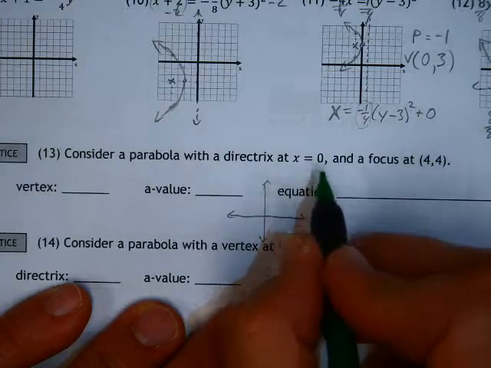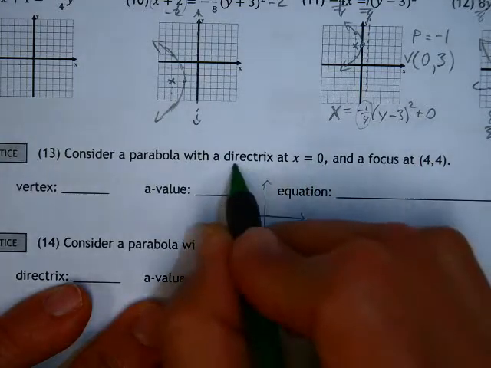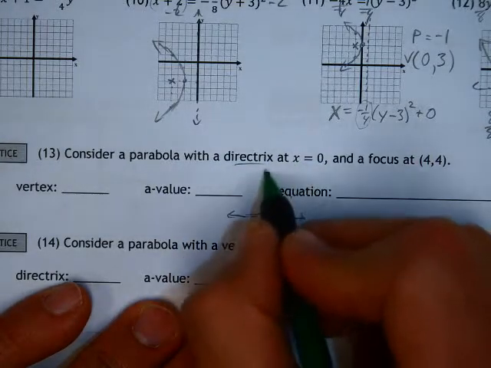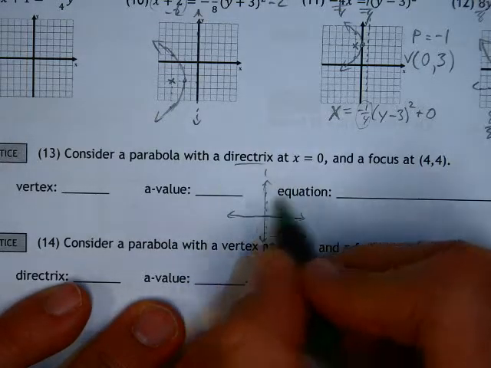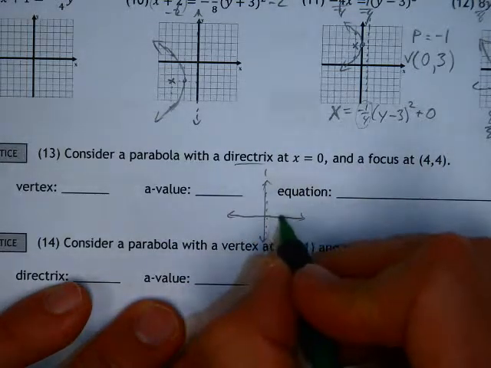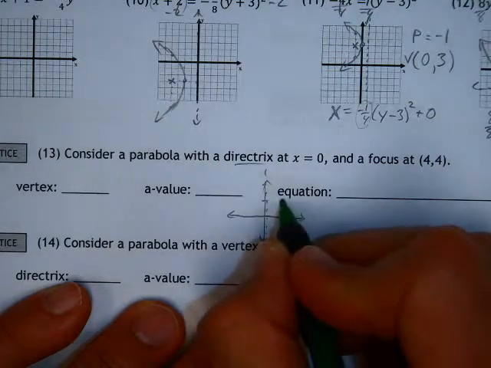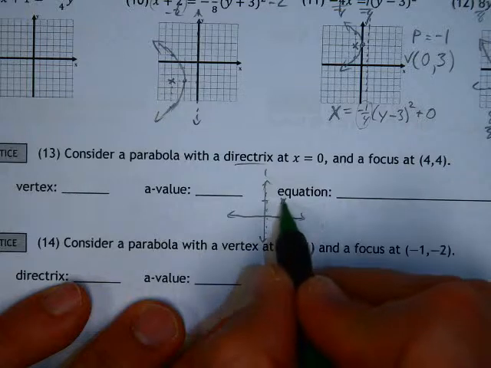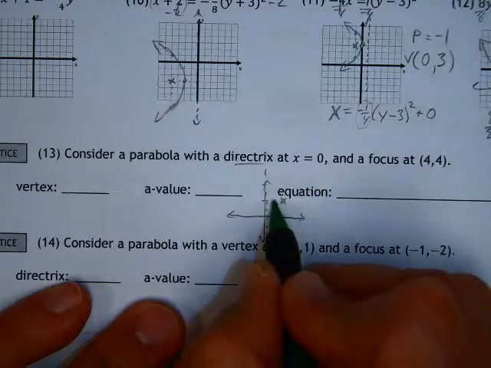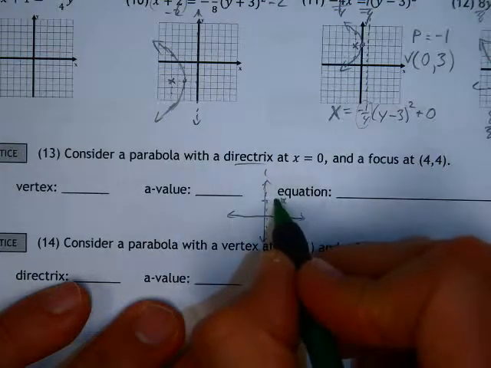X equals 0 is a line, or dotted line, the directrix, that crosses the x-axis at 0. So it's a dotted line that crosses right through. It's the y-axis, basically. The focus is at 4, 4. So 1, 2, 3, 4, 1, 2, 3, 4 is a dot right there. Ooh, focus. It's an X. And we've got to get used to the fact that the vertex is going to be in between here and here. Okay, so there's a dot right in between there.